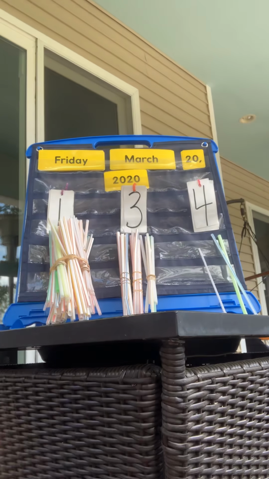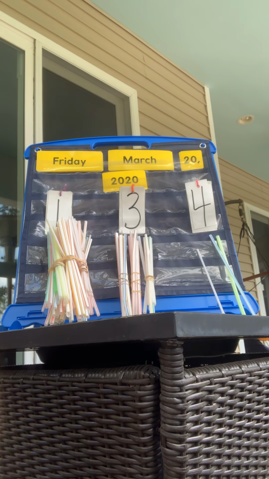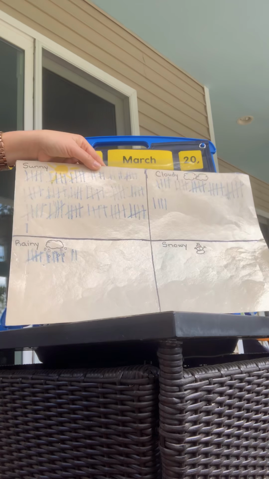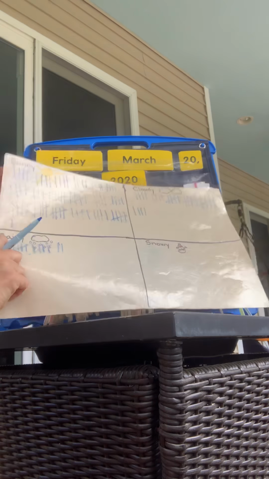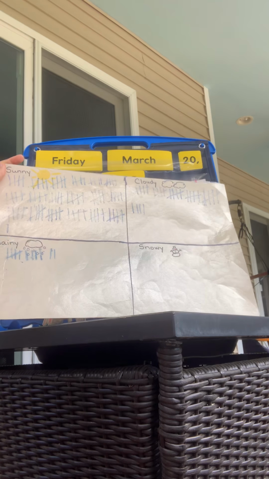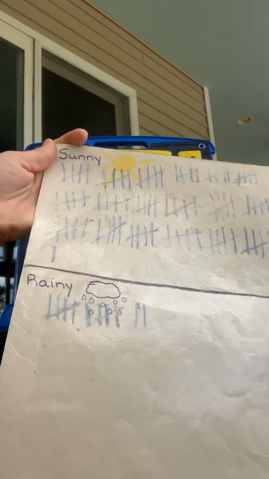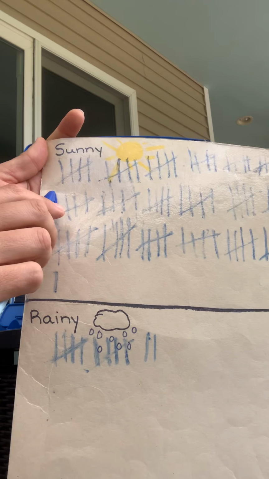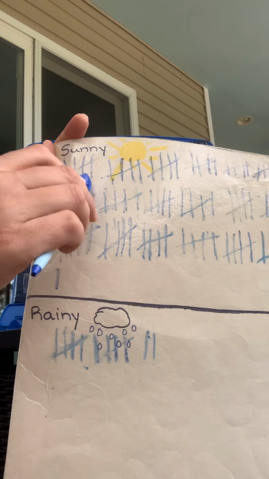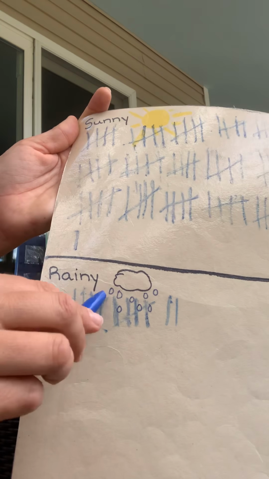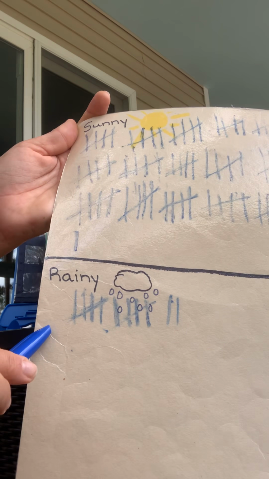Sunny. So let's add our what? Tally mark. Remember, charts, graphs, tables, they give us what? Data. So if we're going to add our tally mark, sunny, remember, when it looks like karate chop, 1, 2, 3, 4, hi-ya, that makes 5. 1, 2, 3, 4, hi-ya, that makes 5. 1, 2, 3, 4, hi-ya, there's a group of 5.